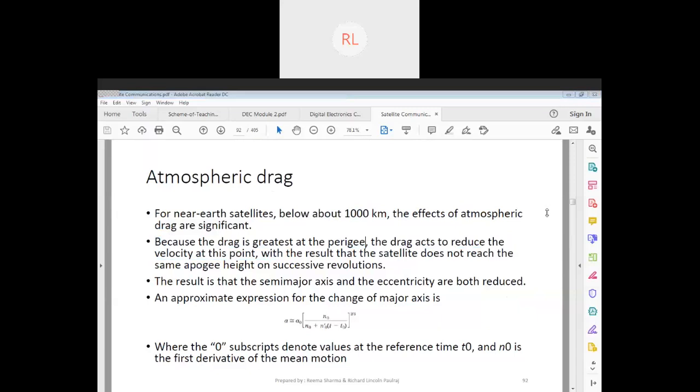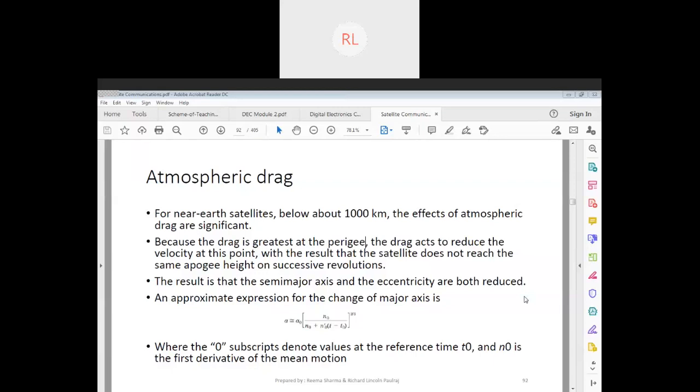The drag is greatest at the perigee. Why is it greatest at the perigee? Can someone tell me? Why is the drag greatest at the perigee? You can unmute and respond. Now we have the drag. Now you all know what is a drag, right? And you all know what is a perigee. So accordingly, now I want you to answer, why is it more at the perigee? Sandhya, or anybody can answer it.